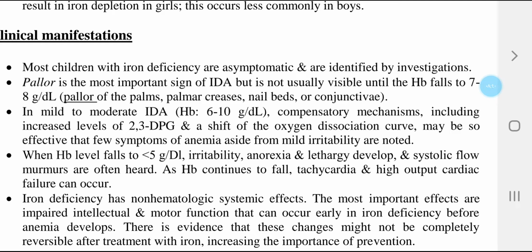In mild to moderate iron deficiency anemia, that is, hemoglobin from 6 to 10 gram per deciliter, compensatory mechanisms, including increased level of 2,3 DPG and shift of the oxygen dissociation curve, may be so effective that few symptoms of anemia aside from mild irritability are noted. When hemoglobin level falls to less than 5 gram per deciliter, irritability, anorexia, and lethargy develop. Systolic flow murmurs are often heard. As hemoglobin continues to fall, tachycardia and high output cardiac failure can occur.